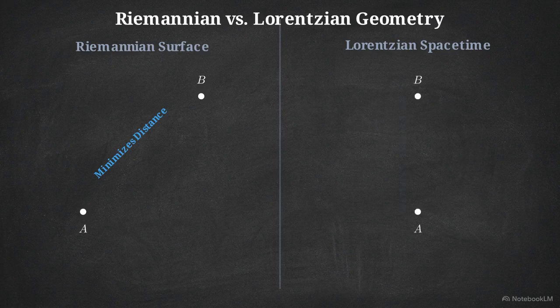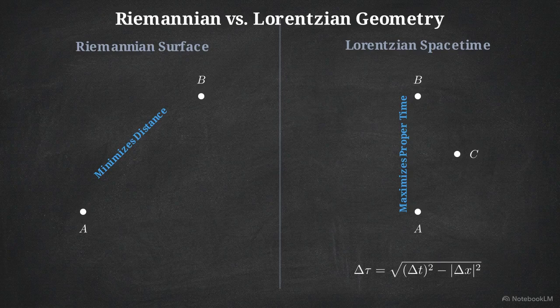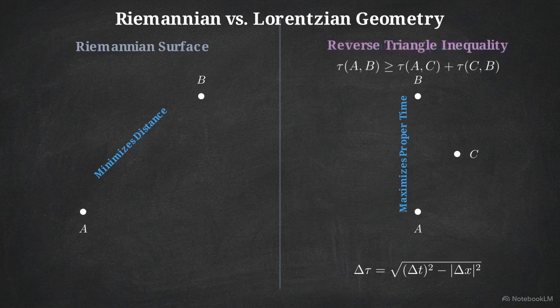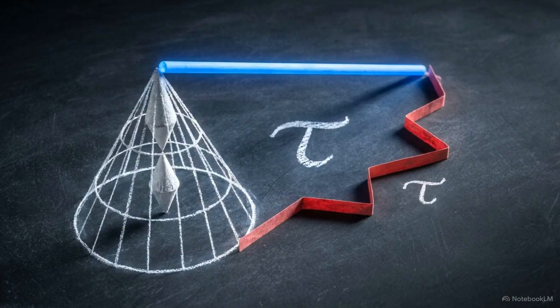The straight vertical line connecting A and B represents an inertial observer, and it locally maximizes the proper time experienced between those two events. If a second observer takes an accelerated detour, this time separation equation shows they accumulate less proper time. This is the reverse triangle inequality. It's a formal statement that an intermediate detour reduces the maximum time separation between endpoints. Physically, this means that any acceleration reduces the time experienced between two fixed events.